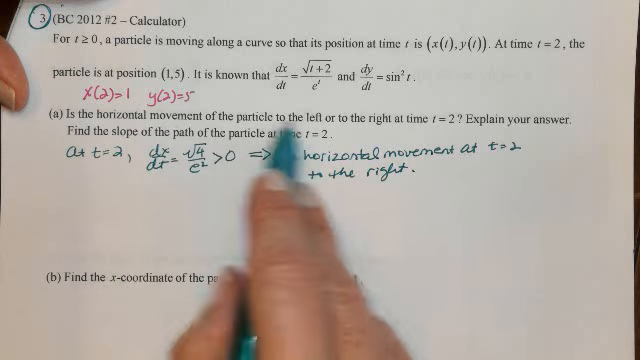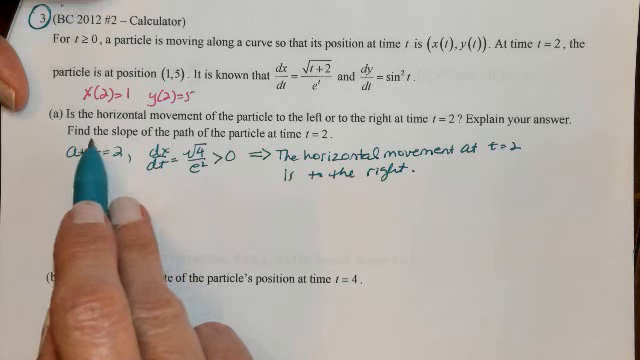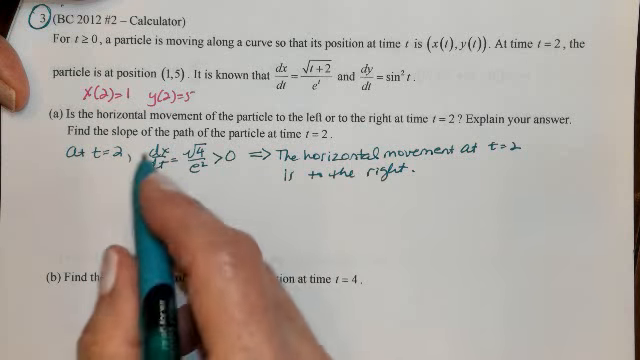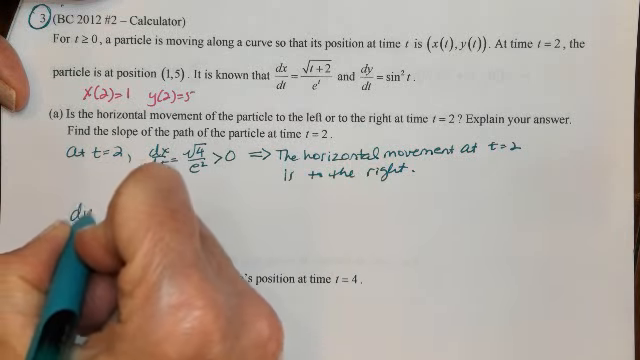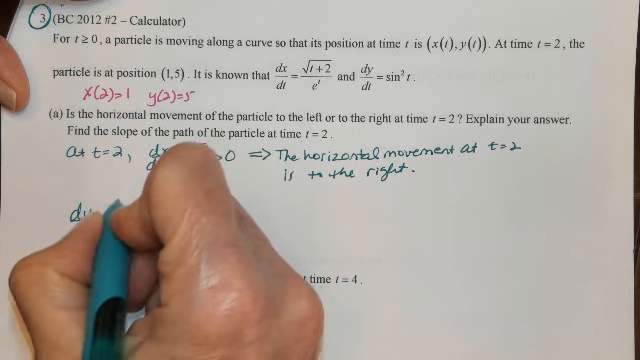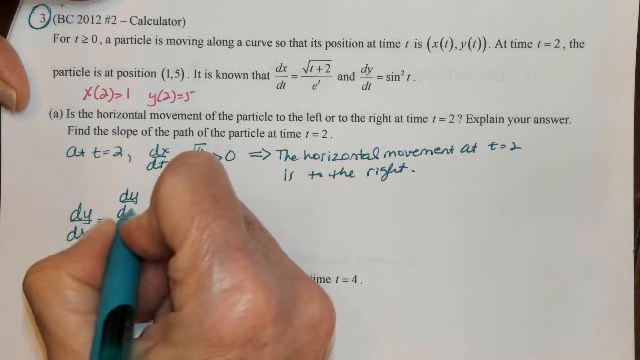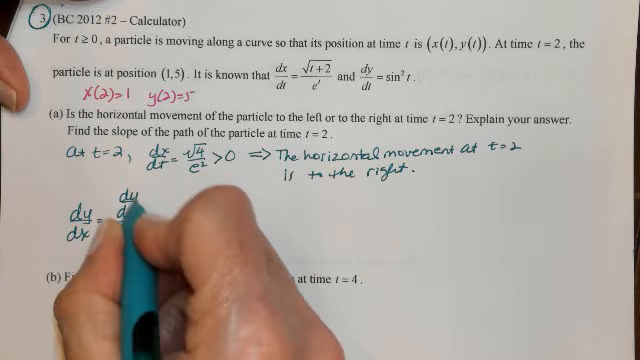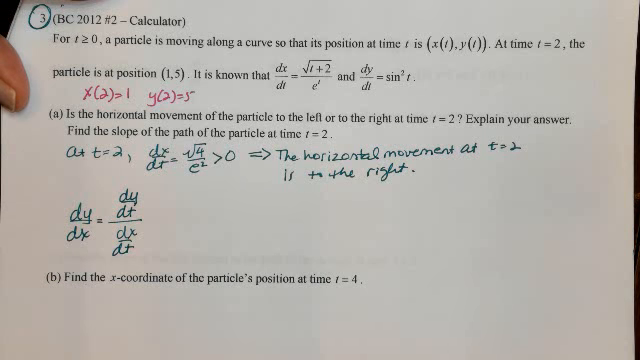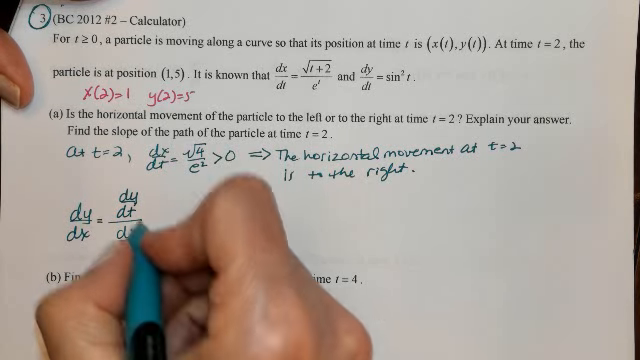Okay, so we took care of the first part, and now it says find the slope of the path of the particle at time 2. Find the slope. So slope is always dy dx, always, whether you're in function, parametric, or polar. But dy dx, if you are in parametric, is dy dt over dx dt. Makes sense algebraically as well.